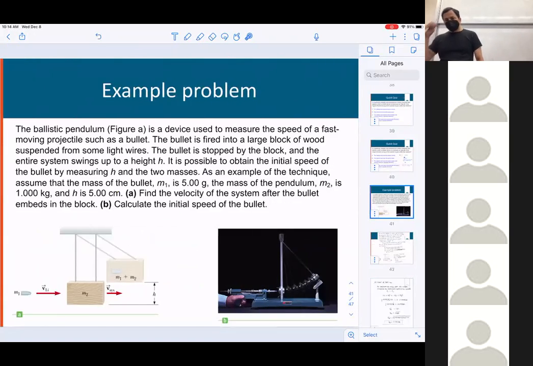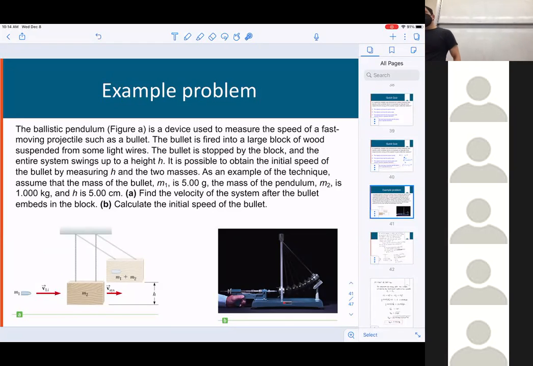Okay. So this will be the last problem that we do in this chapter, and it's a pretty interesting problem. It's called the ballistic pendulum. Did you guys do a lab about this yet in Physics 1 lab? No? You all did not do a lab on the ballistic pendulum? Huh, okay.